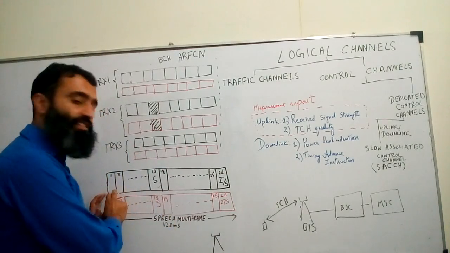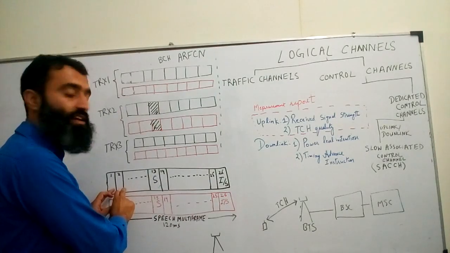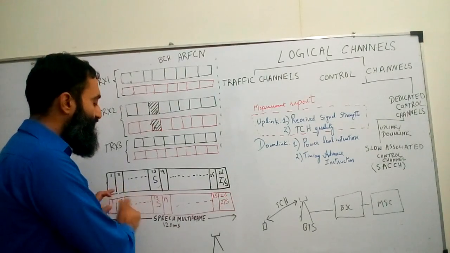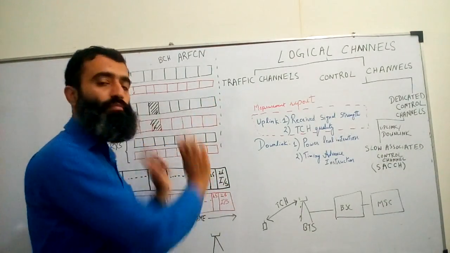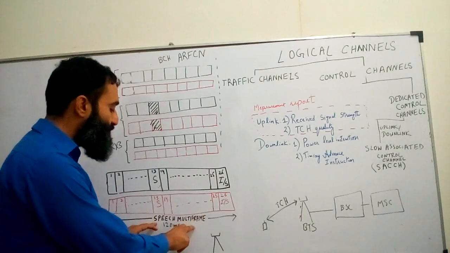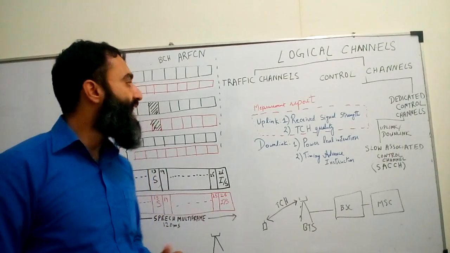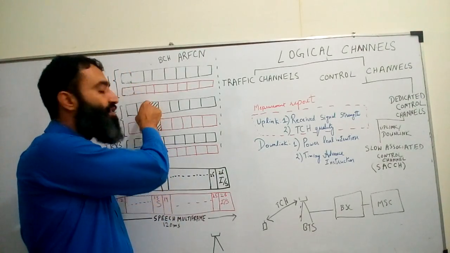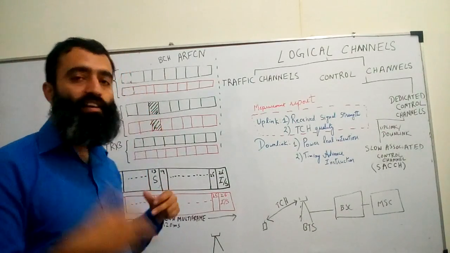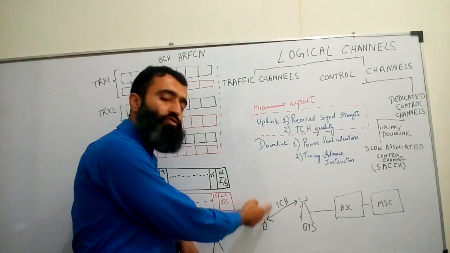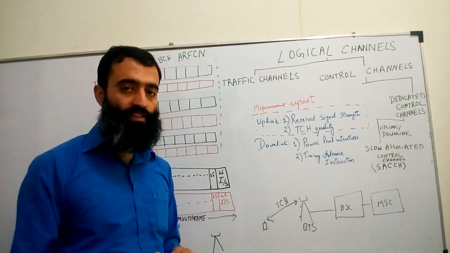Now, if this is the first frame of TRX number 2, and this is the second frame of TRX number 2, then 26 such frames of TRX number 2 will form the speech multiframe of 120 milliseconds. If this is a full rate channel, this means that this time slot, the TCH, has been assigned uniquely to this mobile during the duration this mobile is in call with the network.